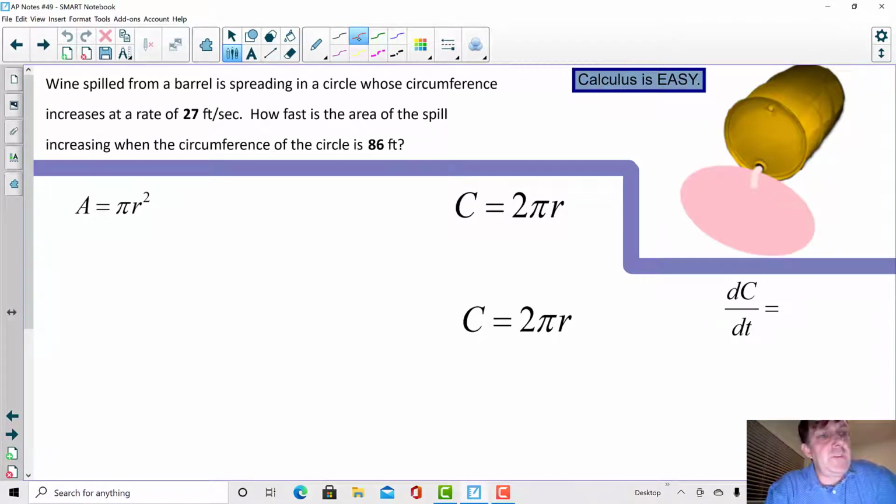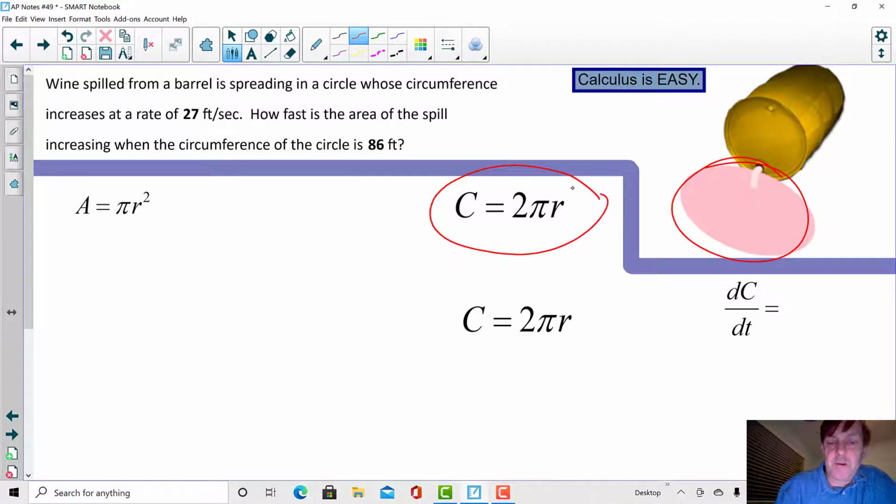All right, well, for this example, it says that wine is spilled from a barrel, but it's spreading in a circle. So we basically have this circle right here. It tells us the circumference is increasing at this rate. Remember, the circumference is kind of like the perimeter. Formula for circumference is right here. And if the circumference is increasing at this rate, that means that's the derivative of the circumference. So that's c prime, and we're going to write down that c prime is equal to 27 feet per second. How fast is the area of the spill increasing?